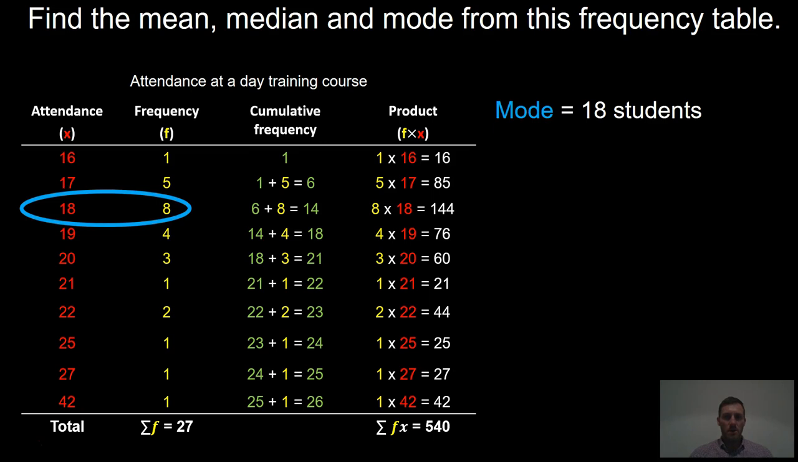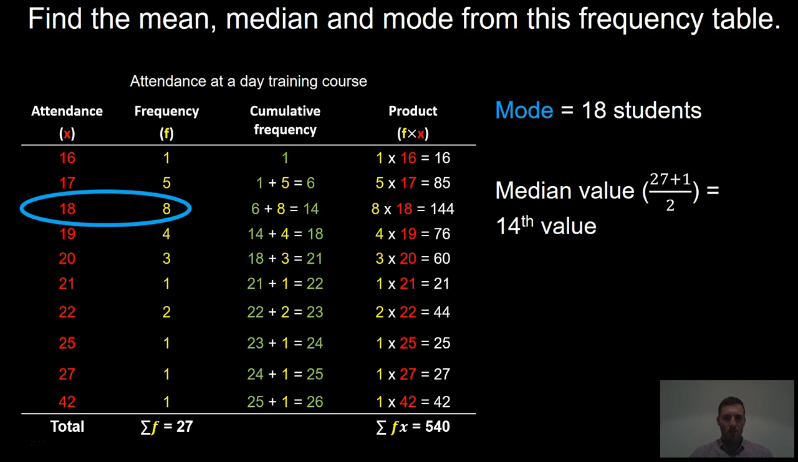The mode in this instance is 18 students attending a day class because it's the most frequent, being 8 courses during that week. I've circled it here in blue. Next, we calculate the median value. Don't be confused between calculating the median value and finding the median. The median value is where the value falls in the ordered data set.